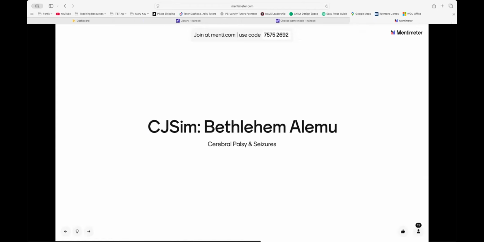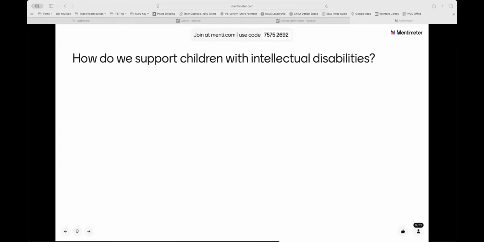Okay, so back to our Menti. Thinking about our patients with cerebral palsy, seizure disorders, any type of intellectual disability, how do we optimize their care? How do we support them to allow them to function at an optimal level? You guys can type them in or shout them out, either one.